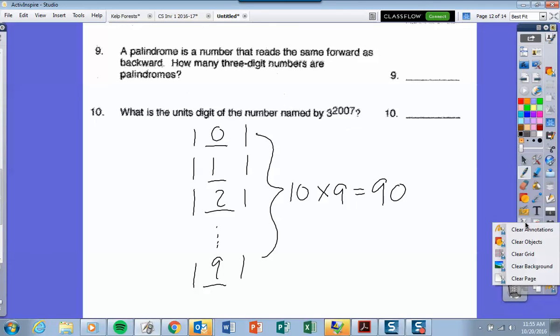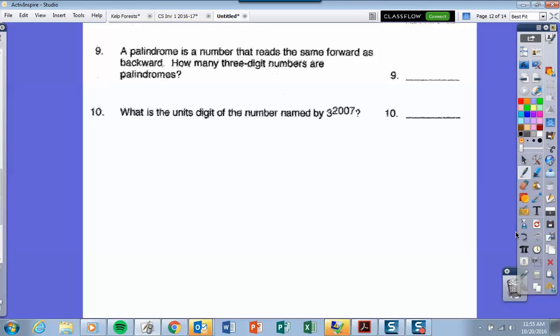What is the unit digit of the number named by 3 to the 207th power? Well, what we're going to do is, let me figure out what I did with my notes here before I explain it to you. So excuse me. We're going to stop here.